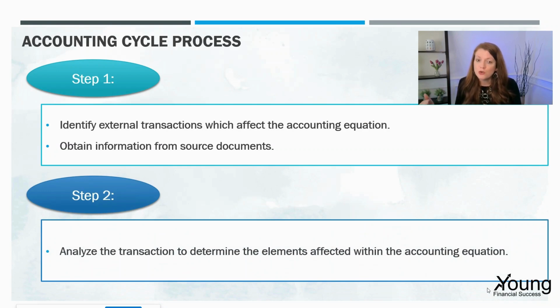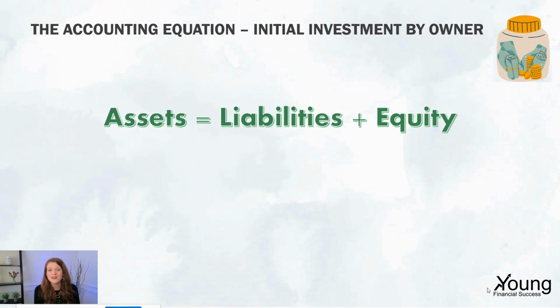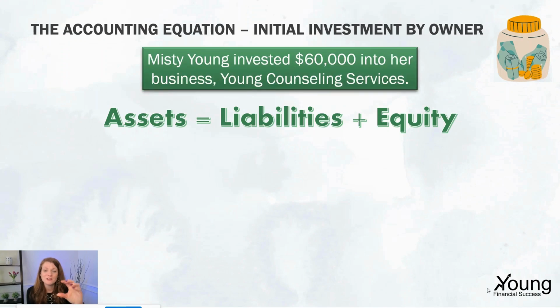And our step 2 would be to analyze the transaction to determine which elements are affected within the accounting equation. So we're going to go ahead and get started on doing this in this video. We've got our transactions. These will look familiar from the first video for this chapter. If you didn't watch that one yet, I would go back and watch the first video for chapter 2. And we're going to look at the accounting equation, which is assets equal liabilities plus equity. And we're going to see each of these transactions: how does it affect the accounting equation, and then how would that affect the debit or credit side of each individual account?